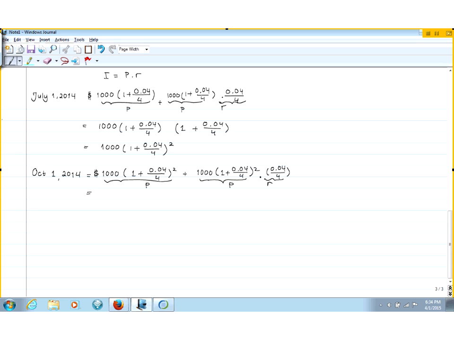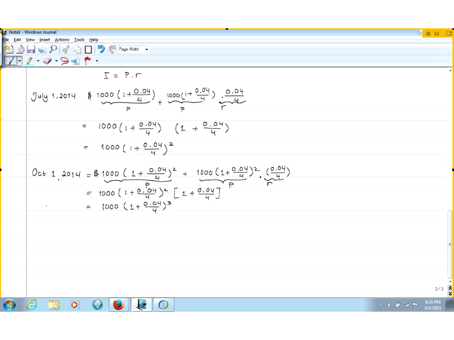Okay, so if we factor out the principal again, then we will have 1,000 times 1 plus 0.04 over 4 squared. This is the principal. And when I factor out from the first term, I factor out 1, and from the second term, I have 0.04 divided by 4. So this is equal to 1,000 times 1 plus 0.04 over 4 squared times the same term, so this is cubed.